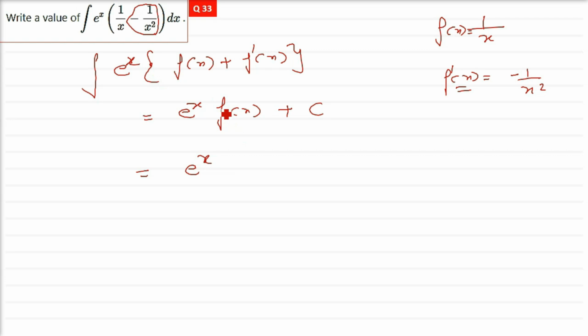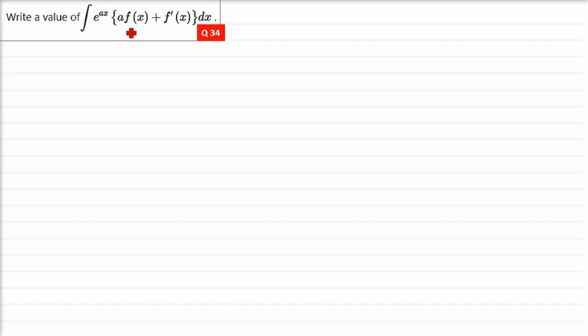So let's write e raise x and fx as I just told you, we took it as 1 by x. So e raise x into 1 by x, that is e raise x by x plus constant of integration. That's your integral. Now in this question, we have to take a prior notice. What can give you what?